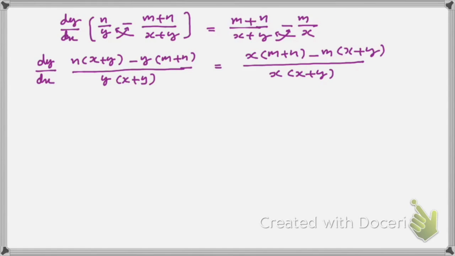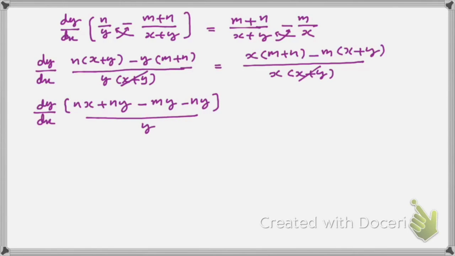You can see that there is this x plus y in the denominator on both the sides. They are going to get cancelled. See, x plus y are cancelled from both sides. Then I'm going to open the bracket. So when I open the bracket, I get nx plus ny minus my minus ny. Just simply opening the bracket upon y. So there, if I open the bracket, I get mx plus nx minus mx minus my by x. Just opening the bracket. mx plus nx minus mx minus my by x.